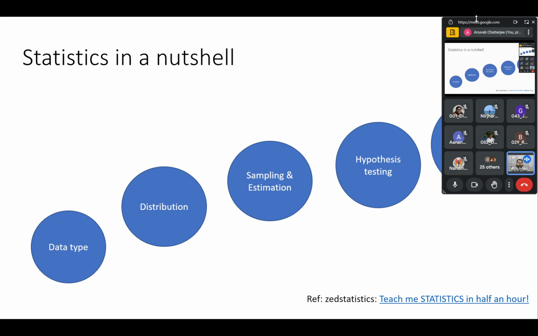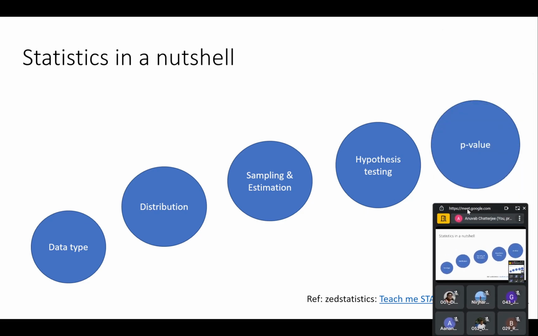So this is what statistics in a nutshell should look like. You look at your data, you figure out a distribution, you plot the data, you sample some of the data, because obviously you cannot look at every one of the data points in the population, and estimate particular statistics.